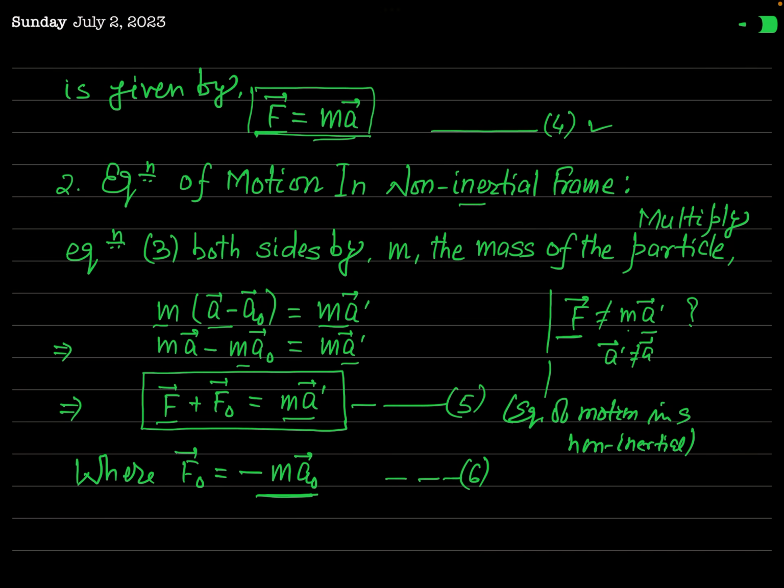But let us see, and you can check what this F naught is. Since it is equal to the product of mass and some acceleration, definitely this quantity will have dimensions of force. But is it a real force? The answer is no. It is not a real force. Why is it not a real force? You can check it. If F naught were a real force, then, you know, it would be the mass of a particle multiplied by the acceleration of the same particle.